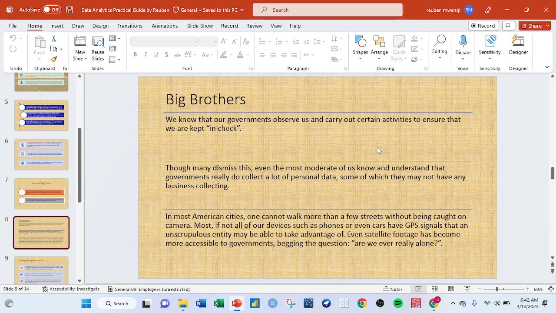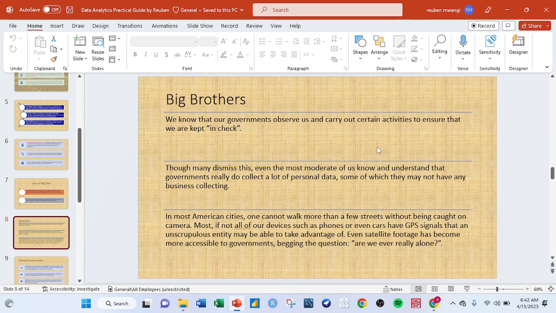Through many disclosed cases, even the most moderate of us know and understand that the government really collects a lot of personal data, because right now if you want to get into government resources or government offices, you don't need to enter all your information, they just need your ID. If you just enter your ID, they're able to print all information related to you. In most American cities, one cannot walk more than a few streets without being caught on camera. Most, if not all, of our devices such as phones or even cars have GPS signals that an unscrupulous entity may be able to take advantage of.